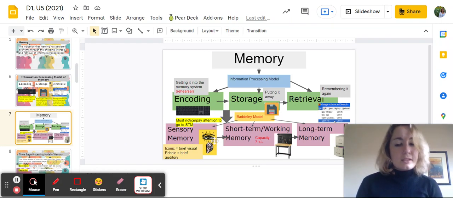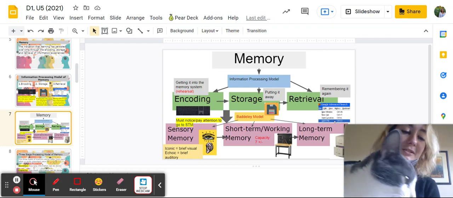So we see here, these are the three. So we have sensory, and again, this is also a kind of chronological order in which they go. So it's kind of sequential here. This is all going on in the storage part.